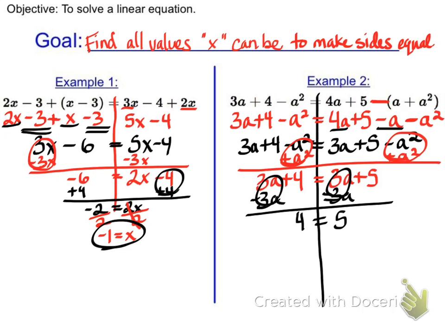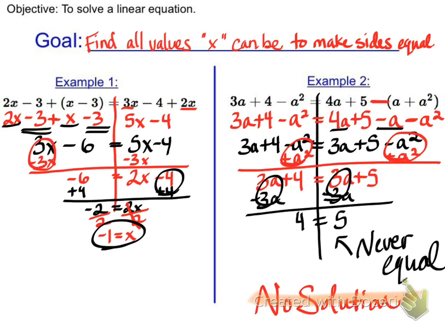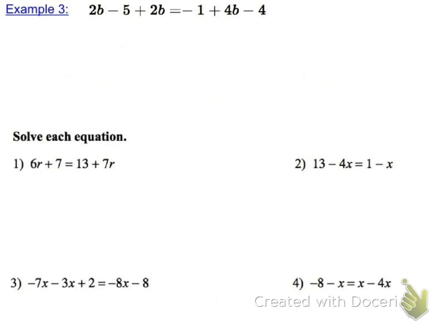4 can't equal 5. So hopefully you remember what we say here. We say no solution because that is never equal. So the answer here is no solution. There is no a that will make these sides equal because 4 will never equal 5.